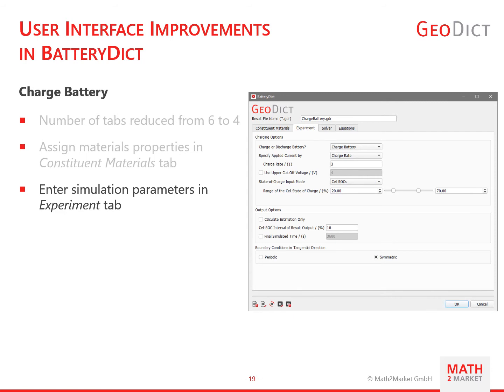In the Experiment tab, you can enter charge or discharge specific parameters. For example, the charge rate or which states of charge you want to simulate.